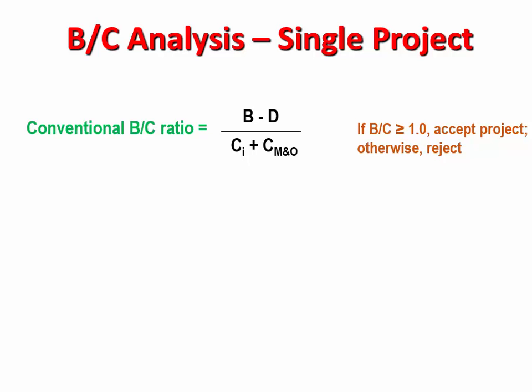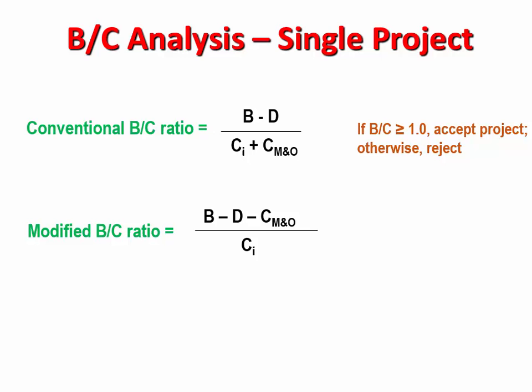Here's the formula. This is called the conventional benefit to cost ratio. And what we do is we have the benefits and subtract the disbenefits. Those are the disadvantages. And then in the denominator are both of the costs, the initial costs and the ongoing maintenance and operation costs. And if this benefit ratio is greater than 1, then the project is acceptable. If it's below 1, then it's unacceptable.